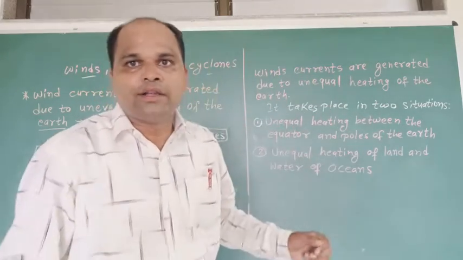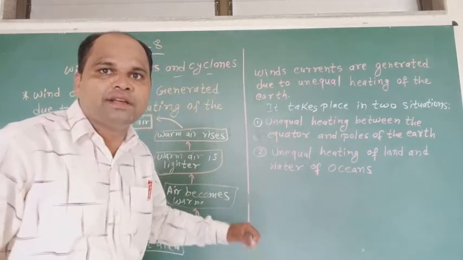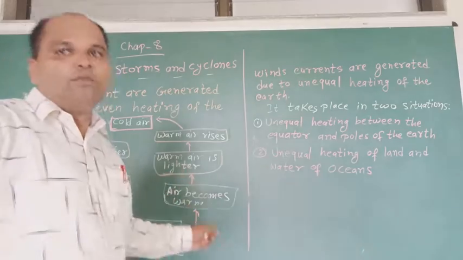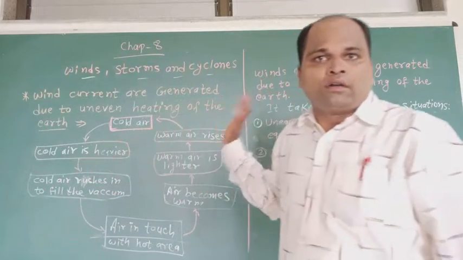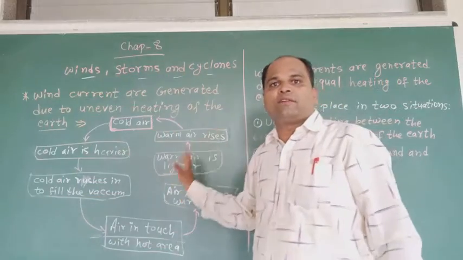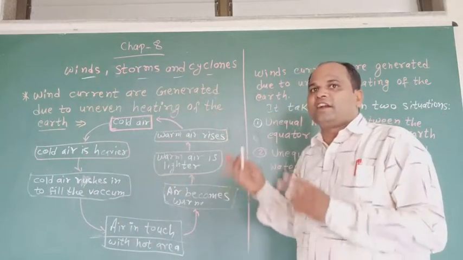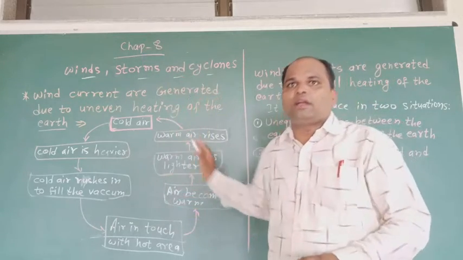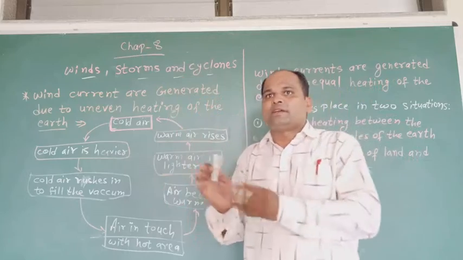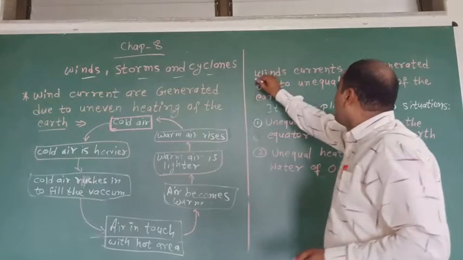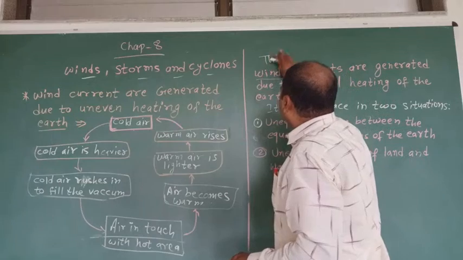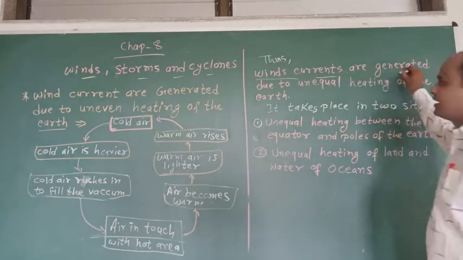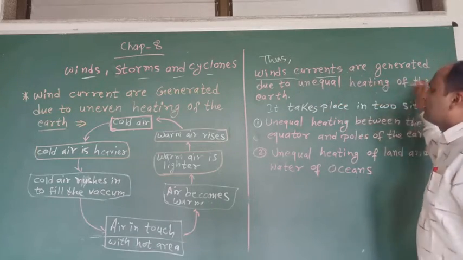So, students, the greater the difference in air pressure, the faster the air moves. The difference in air pressure created in nature is due to the uneven heating of the earth in different regions. Thus wind currents are generated due to unequal heating of the earth.